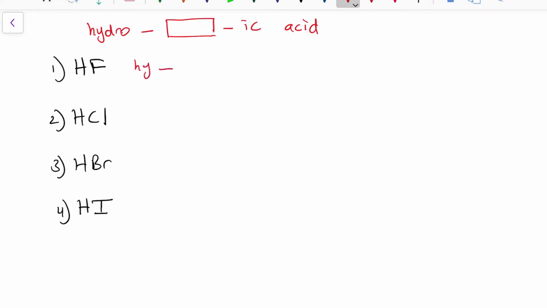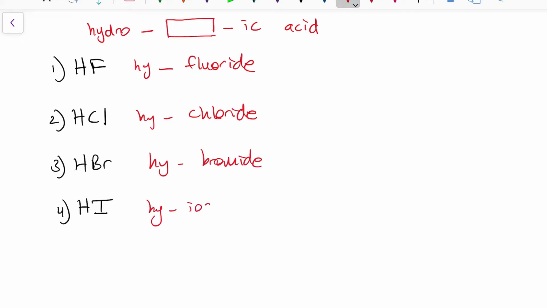In other words, if I was going to name these, this would be hydrogen fluoride. This would be hydrogen chloride. This would be hydrogen bromide. This would be hydrogen iodide. I'm so sorry, iodide. Okay. So these guys all end in IDE, so it's a binary acid. They all end in IDE, so we're going to start them all with hydro. Then we're going to put the stem name in the middle, give it an ic, and then say acid.